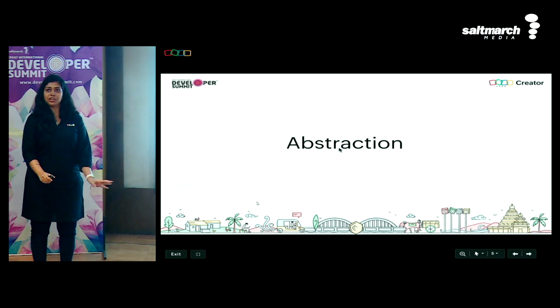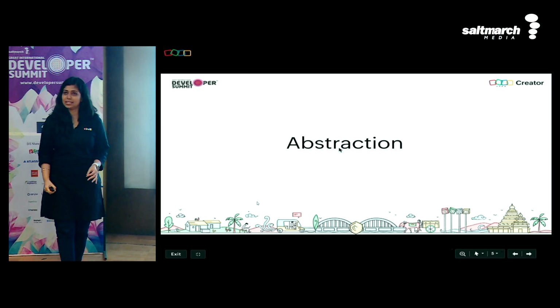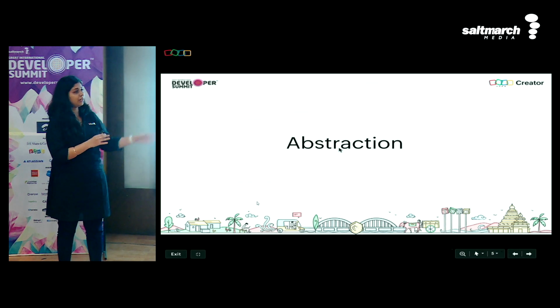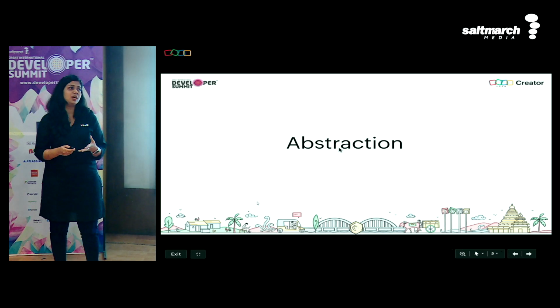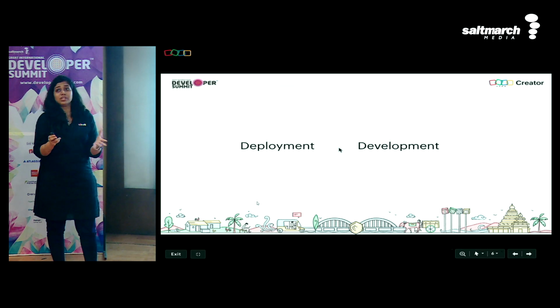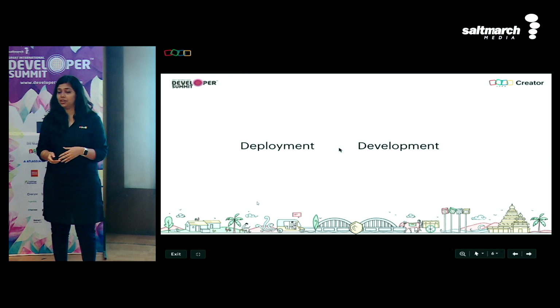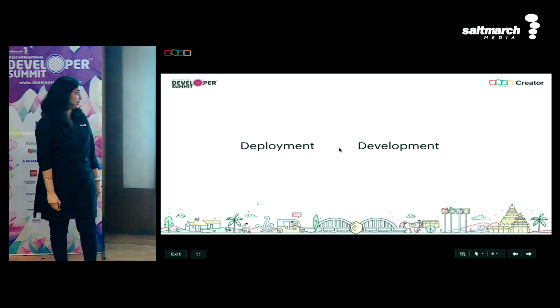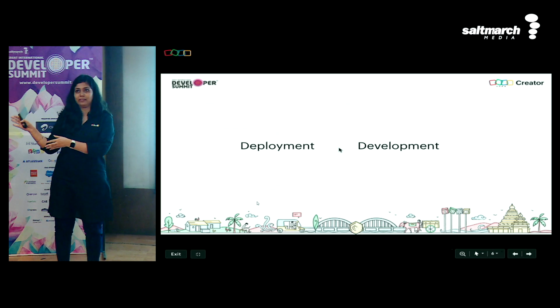So the whole point of low-code application development is abstraction. We have abstracted different parts of application development for you so that you can build apps faster. There are two types of abstraction happening here: one is deployment level abstraction and the other is development level abstraction. You saw the deployment level abstraction right now, right?